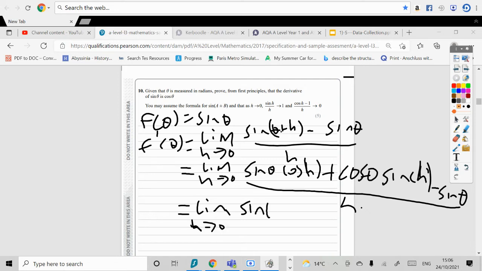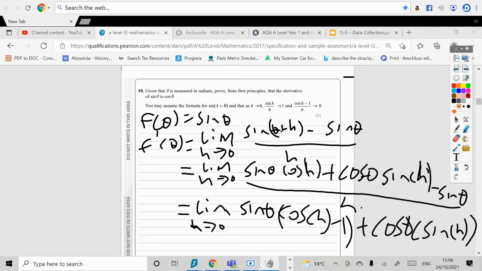Now, let's do a bit of factoring, make it easier for ourselves. Sine theta, cosine of h minus 1 in a big bracket, plus cosine theta sine of h, dividing all of that by h. I'm going to have to move on to another slide, so make sure you've got that before I move on.